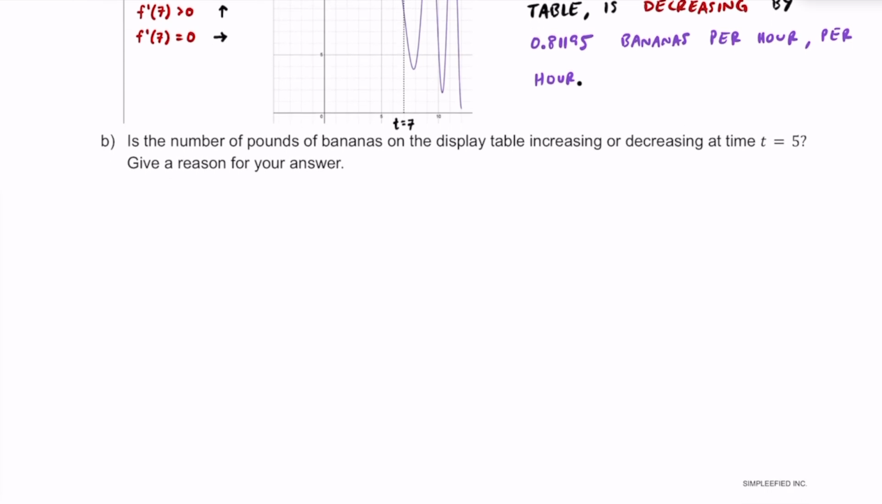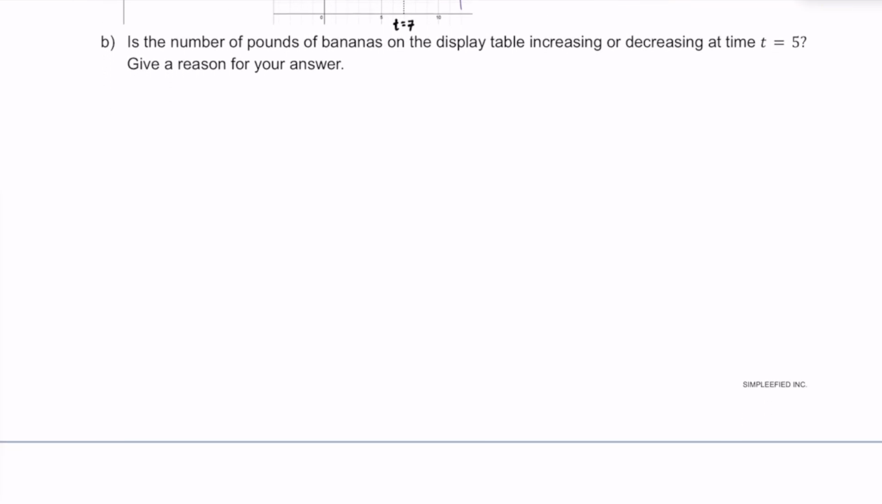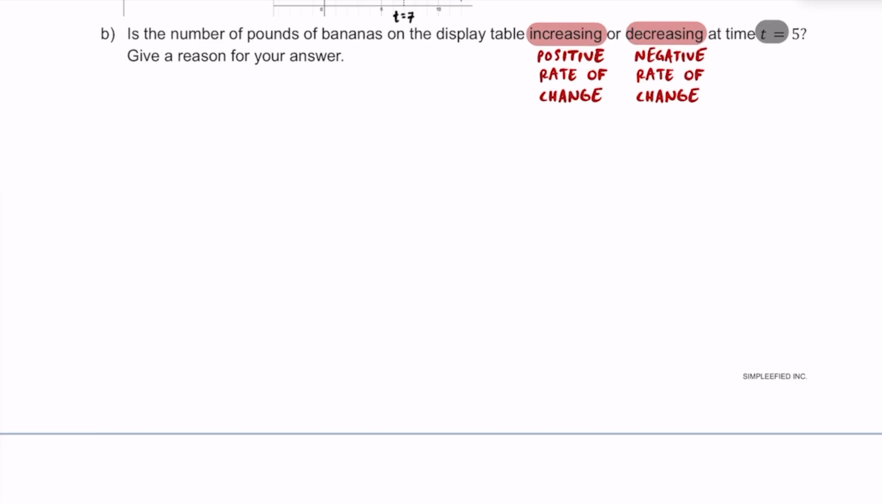All right, let's check out part B here. For part B, we're being asked, is the number of pounds of bananas on the display table increasing or decreasing at time is equal to 5? If the amount of bananas on the display table is increasing, that must mean that we'll have an overall net positive rate of change at that time. And if it's decreasing, we must have an overall net negative rate of change at that time. All right, specifically, we're going to be looking at when time is equal to 5, or 5 hours after the store opening. And you want to remember that original functions of f of t and g of t actually already represent rates of change.